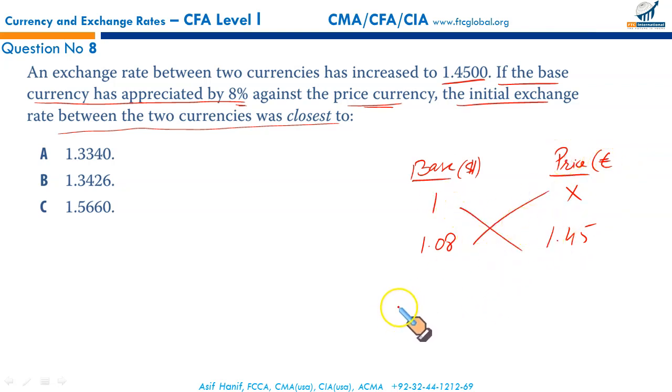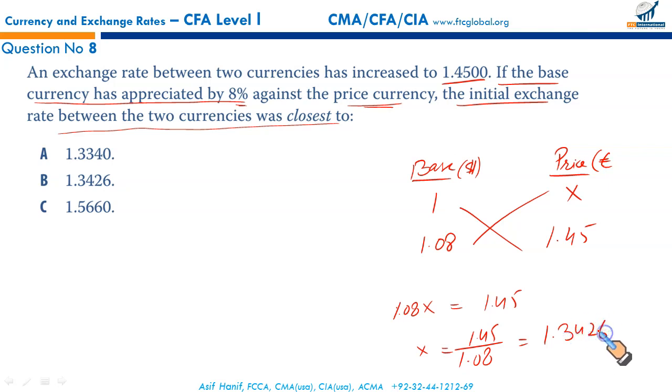X times 1.08, that is 1.08x is equal to 1.45, making x the subject of the equation, 1.45 over 1.08, and that will give you 1.3426 euros per dollar. Just assume number, so nonetheless we got the answer. It is B.